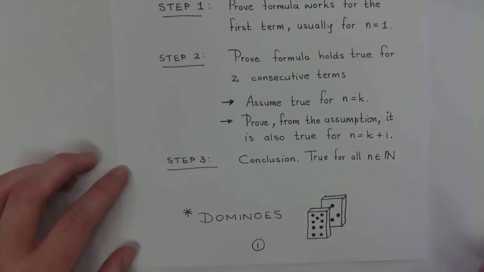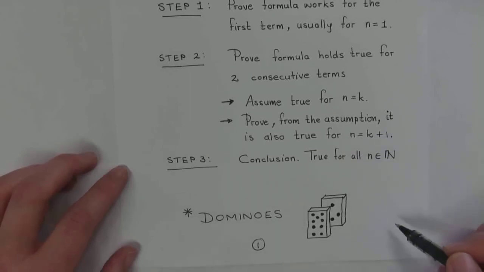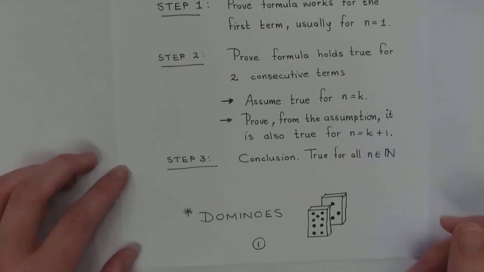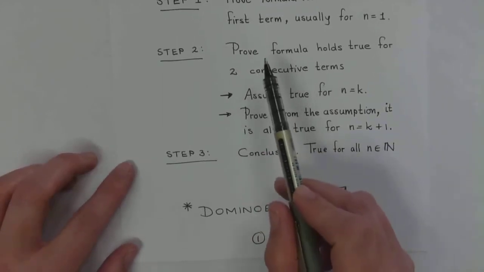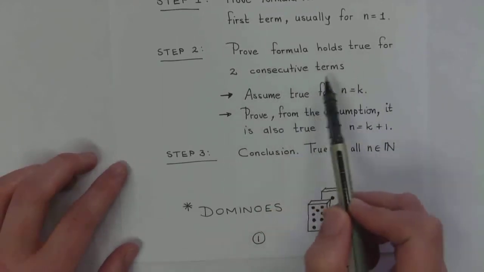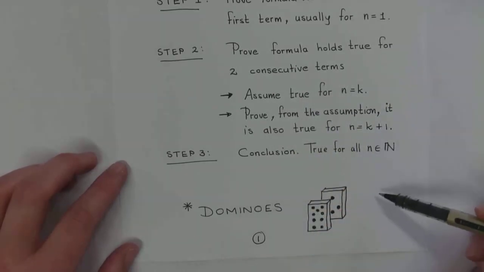And I do a quality check somewhere in the line of these dominoes. So I go, for instance, to the 70th domino. And I look at it and I go, let's assume that that domino will get pushed over. Will that domino, if it gets pushed over, knock over the next one? So that's my quality check. So that's why they say prove the formula holds true for 2 consecutive terms. And those are any 2 consecutive terms, not necessarily the 70th one that I used as an example there.